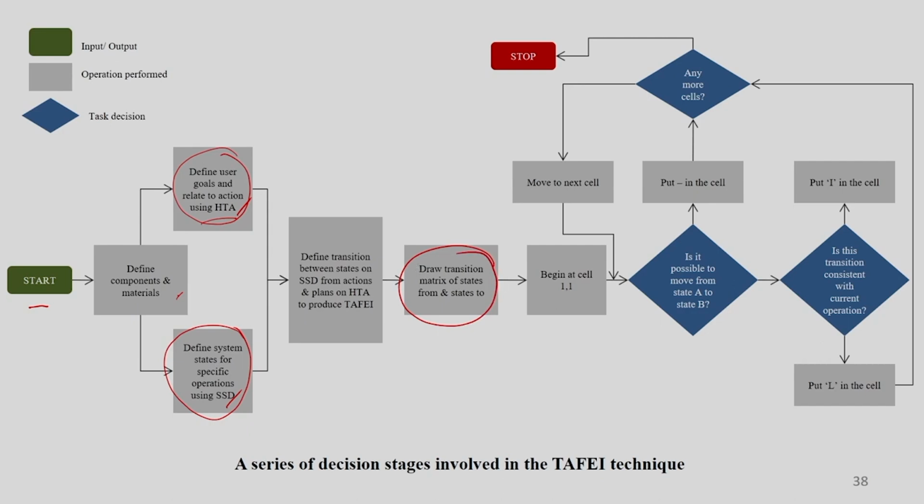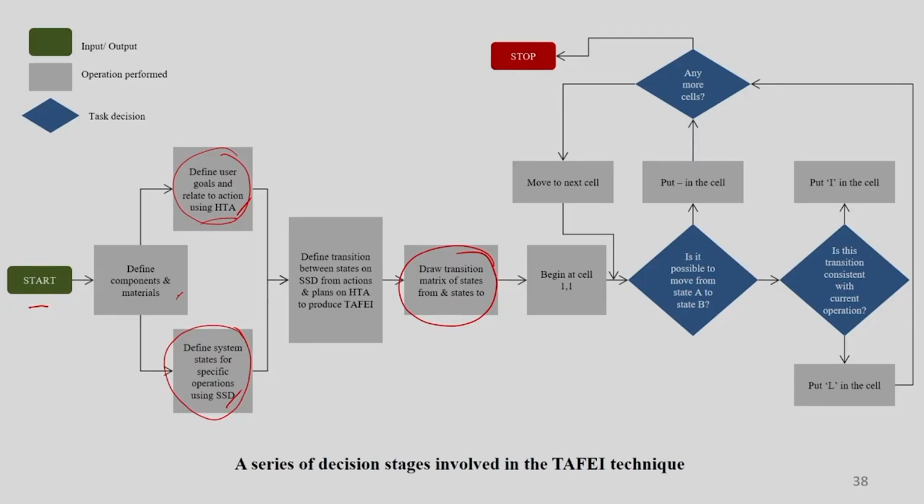So drawing this transition matrix is very important, and how correctly you draw this transition matrix will tell you how beneficial your TAFEI is for the whole system. So being at cell 101, you need to check if it is possible to move from A to B or not. If it is possible, then go in this direction, otherwise don't. That way you keep on doing.